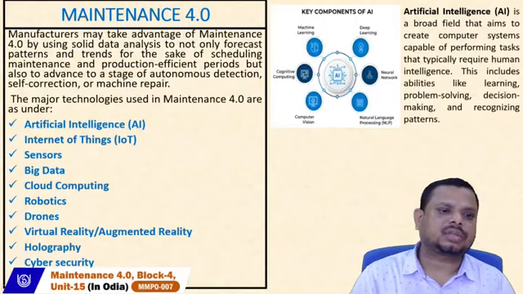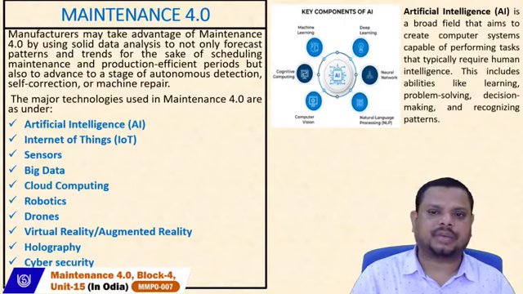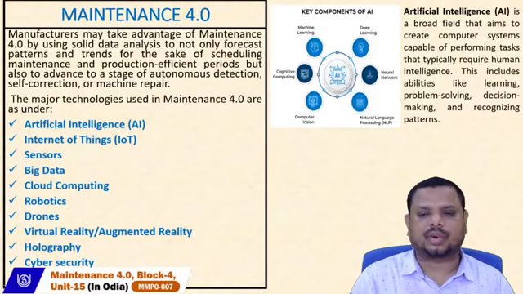So what are the technologies? We have artificial intelligence. The next one we have Internet of Things. We have sensors. We have big data. We have cloud computing. We have robotics. We have drones. We have virtual reality or augmented reality. We have holography and we have cyber security.